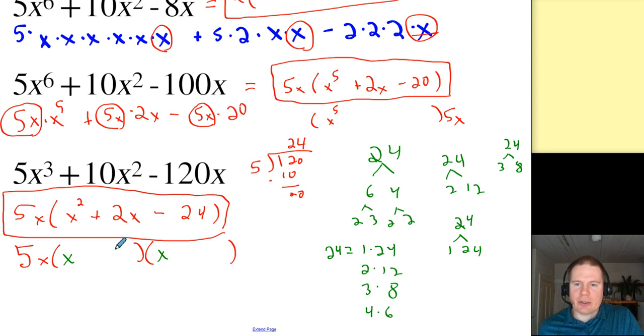And if this did factor into a binomial times a binomial, first x times x would be x squared. My outer times, my product of my outers and my product of my inners, those are both going to be x terms, so that sum will be 2x. And then the last, these two terms, will multiply to get negative 24. So I could start with 1 and 24 and then see if that works, right? X times x is x squared. X times 24 is 24x. Well, now hang on. To get minus, if that's a plus 24, that's going to be a minus 1. Minus 1 times x is minus x, and the negative 1 times 24.